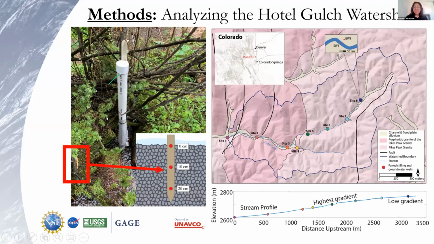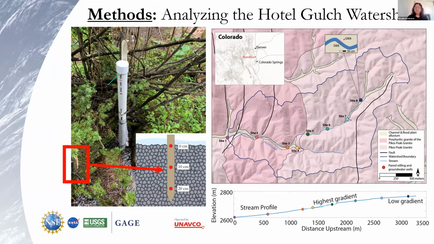And so to investigate that hypothesis with experimental data, we looked at the Hotel Gulch watershed, which is a stream within Colorado's Manitou experimental forest. At 8 sites throughout the watershed, this is site 1 and that's site 8, we collected groundwater samples through wells like these. An analysis of those samples allowed us to determine the mean residence time of the groundwater.